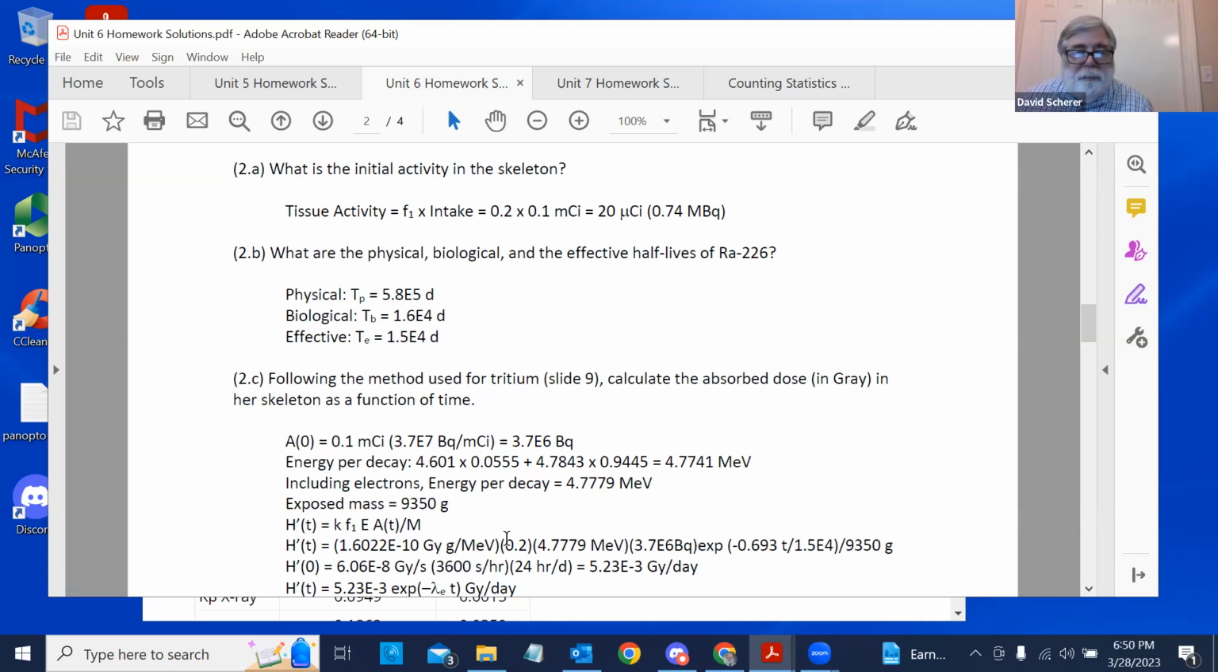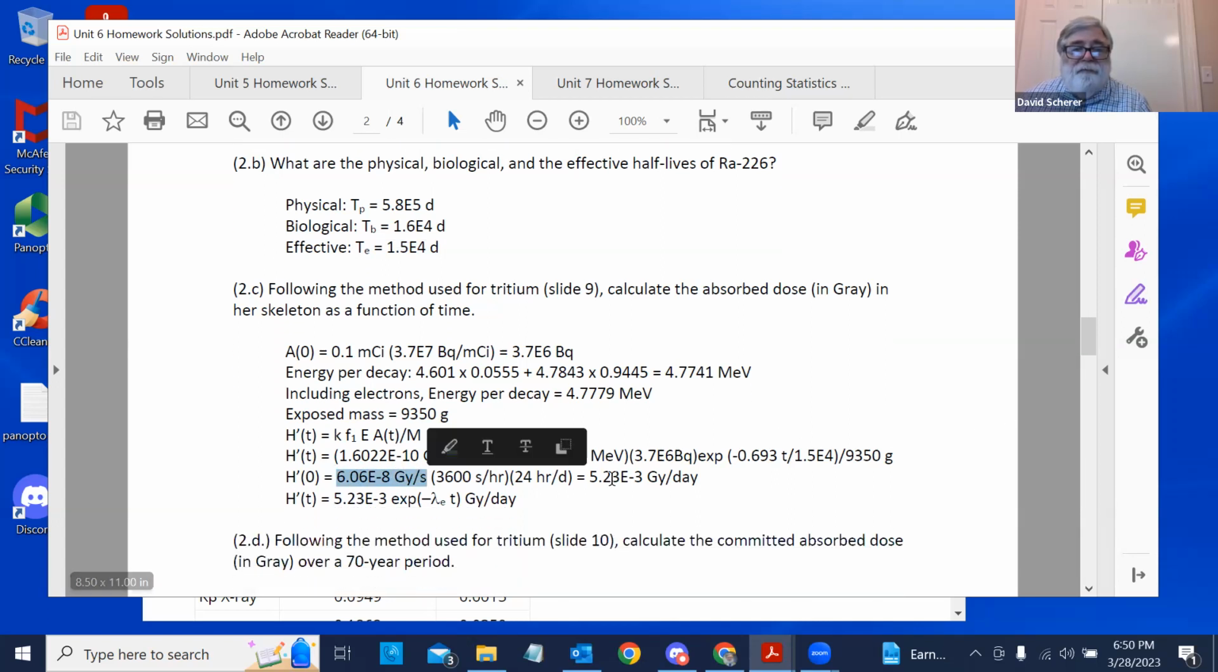Okay, so I just did a little bit of math, did this calculation here. I got 6 times 10 to the minus 8 grays per second. A lot of people stop there. I converted it to grays per day by seconds per hour and hours per day. And so the formula I got was 5.23 milligrays per day times e to the minus lambda t, and it decays away with time.